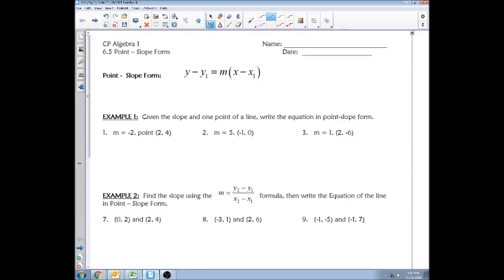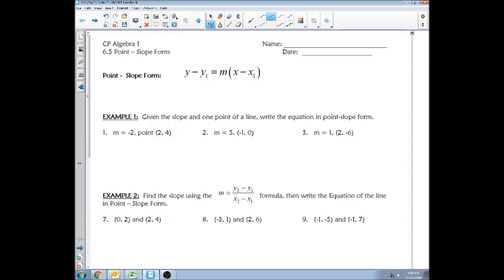This lesson is for my Algebra 1 class. It is 6.5, point slope form. What you see first is point slope form. It is a formula just like slope-intercept form and just like standard form. This is the third form we're going to look at, point slope form.